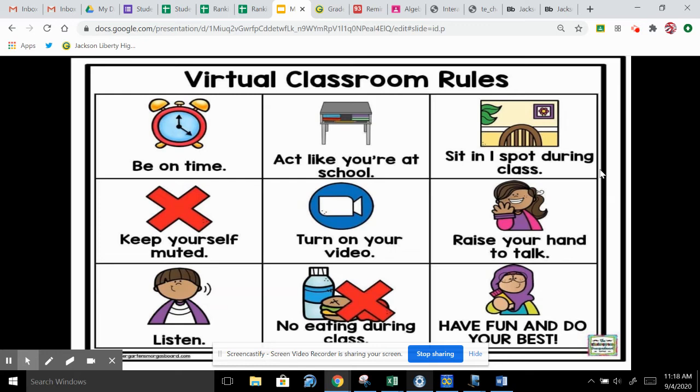Don't be moving around. Just try to sit in one spot. Keep yourself muted. Keep in mind, we're going to have a group of people in class, so keep yourself muted. Turn on your video. I want to see you. I don't want to see a blank screen. I want to see your face.